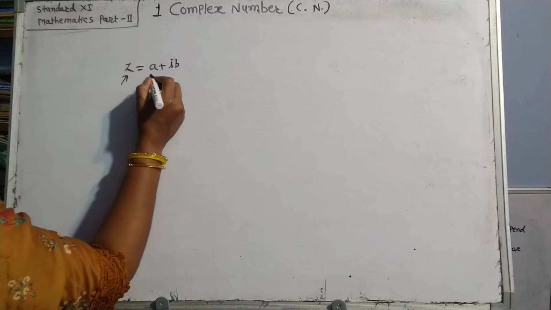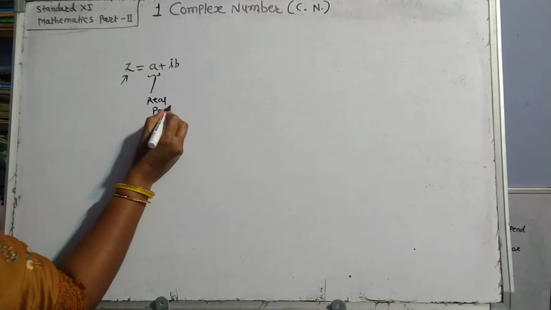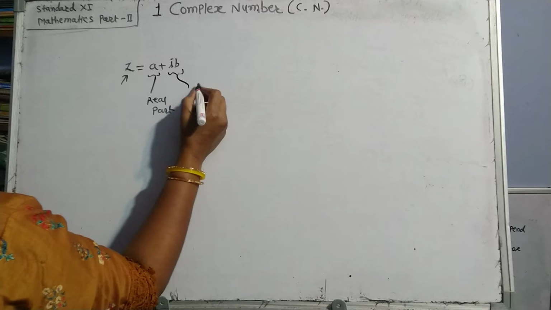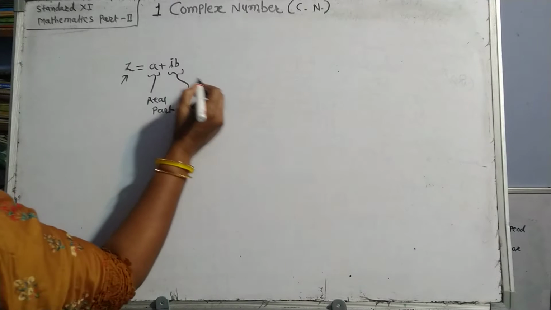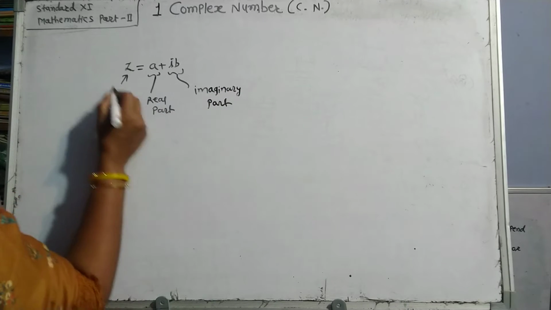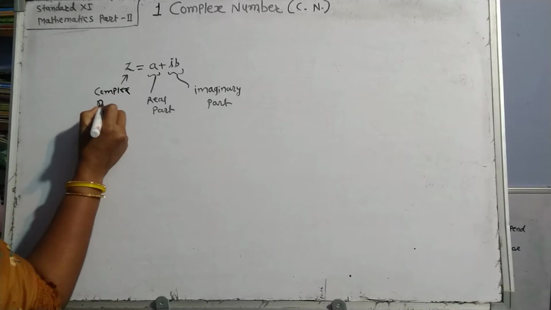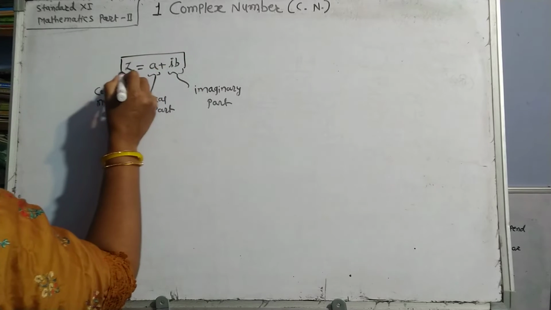And here A part is called the real part of complex number. And this part is called the imaginary part of complex number. And Z is nothing but complex number. Now Z equal to A plus iB. This form of number is called complex number.